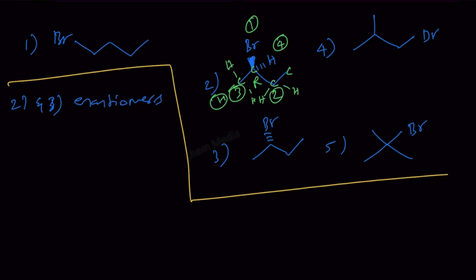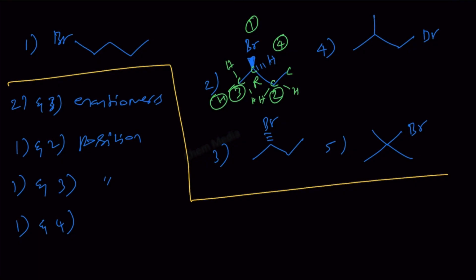How about 1 and 2? If we are comparing 1 and 2, then we have to call them position isomers, because the bromine position is at different places. In 1 it is at 1, in 2 it is at 2. 1 and 3 are also position isomers. How about 1 and 4? If we are comparing 1 and 4, then what kind of isomers are they? They will become chain isomers because the chain length is different, isn't it? The parent chain length in both the cases are different. How about 1 and 5? 1 and 5 are also chain isomers.